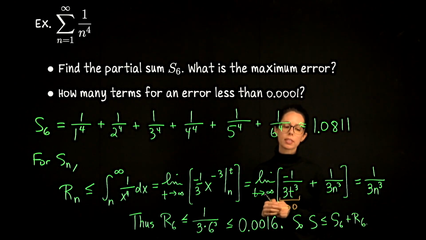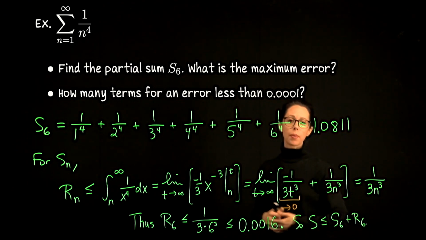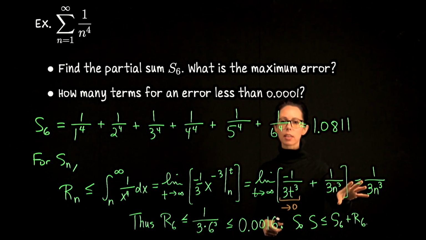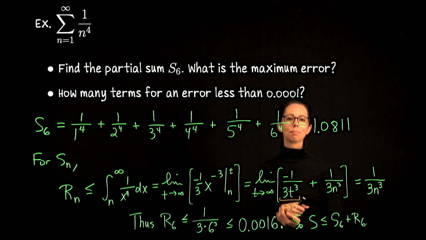And then what we would like to do is say, imagine we want our sum to be very good, or our partial sum to be a very good approximation of our sum. How many terms would we need to guarantee that the maximum error size would be less than, say, 0.0001?